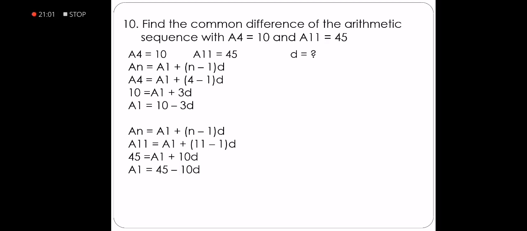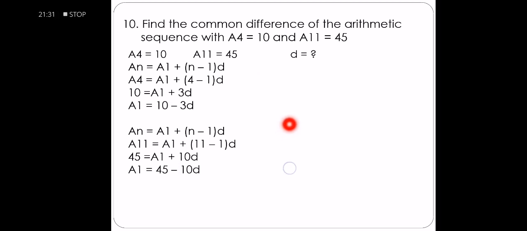So for our last number, find the common difference of the arithmetic sequence with a sub 4 equals 10 and a sub 11 equals 45. So ang given lang natin ay a sub 4, tapos a sub 11 lang, tapos yung common difference ay hahanapin natin. Yung a sub 4 natin ay 10 and a sub 11 equals 45. So ito yung medyo challenging or siguro pinaka-challenging sa activity na to kasi marami kayong process na gagawin.